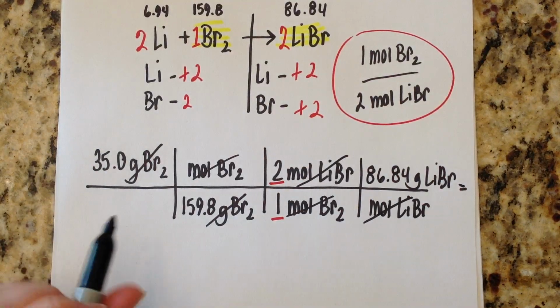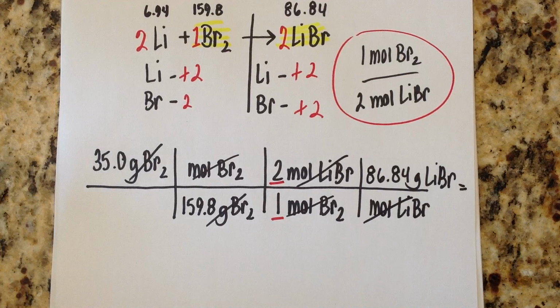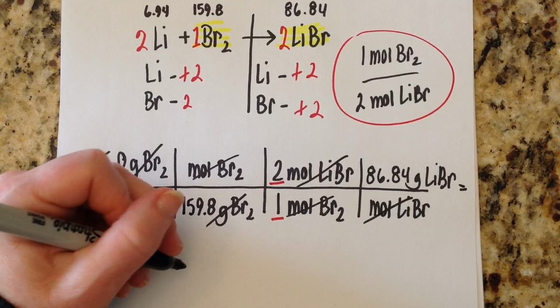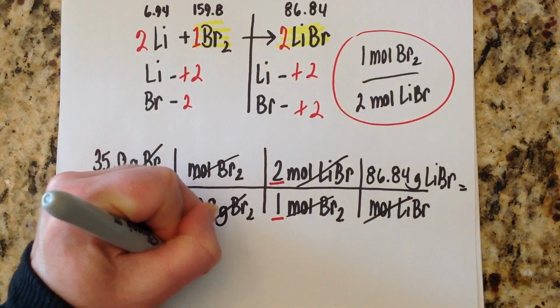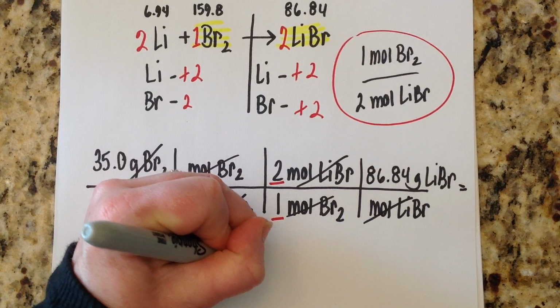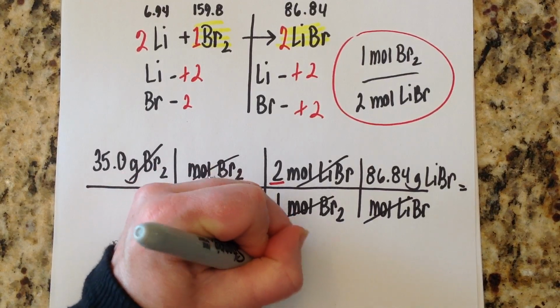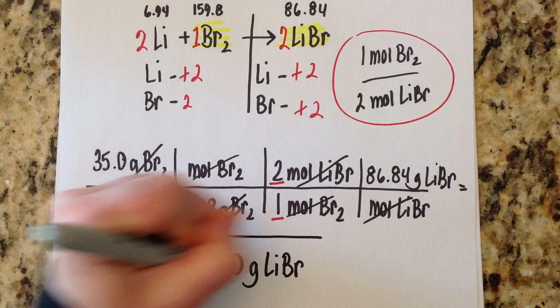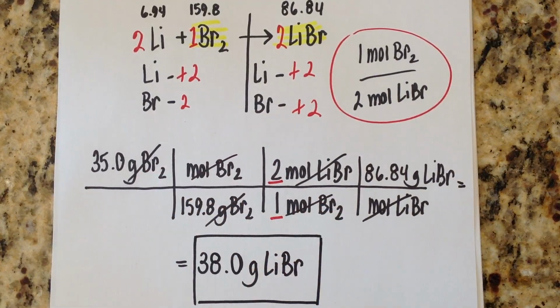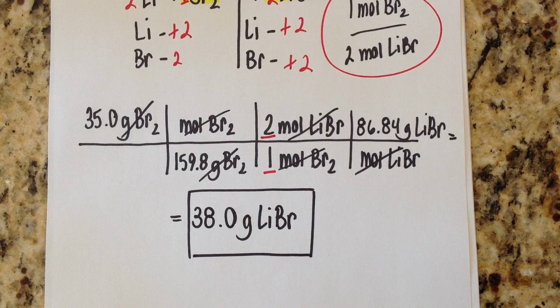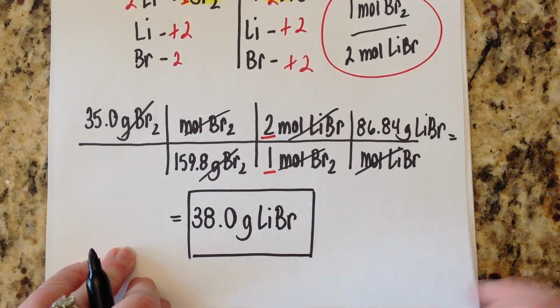So really all you're doing here is saying 35 times 2 times 86.84, and then you are dividing that by 159.8. And your answer is 38.0 grams of lithium bromide. And that's it. We are going to run through one more example. Hopefully you're feeling a little bit more confident now.